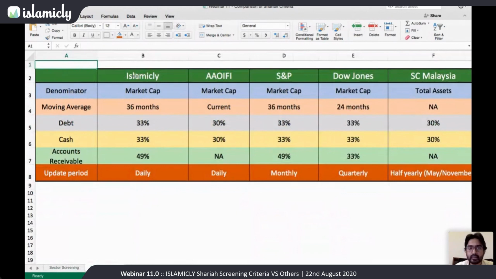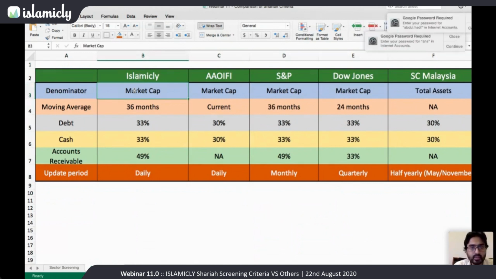And here I have given the same thing: Islamically, AOFI, S&P, Dow Jones, SC Malaysia. Right? I have also put in what is the denominator that they use for the financial ratios. How do they measure the denominator? What is the numerator again? The numerator will be debt, cash, and accounts receivables. All right. So let's see what are the denominators.